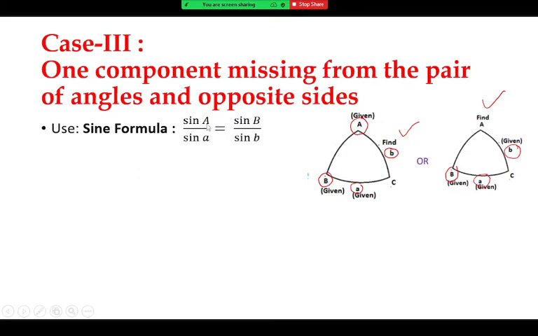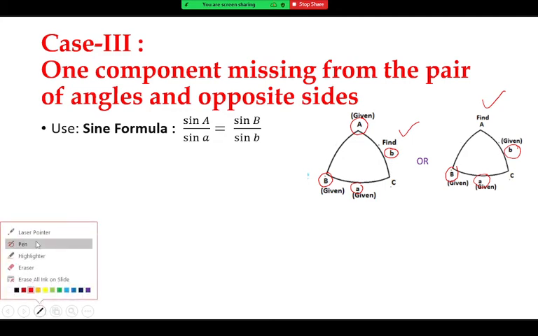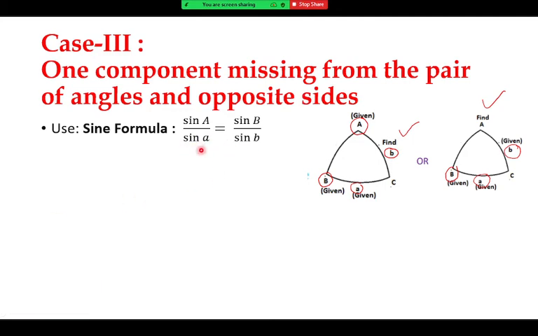The sine formula is sine of capital A upon sine of small a is equal to sine of capital B upon sine of small b, or the reverse also. You can take small a, b in the numerator and capital A, B in the denominator. Is that clear? This is the formula of the sine rule that you have to remember. This formula is important.